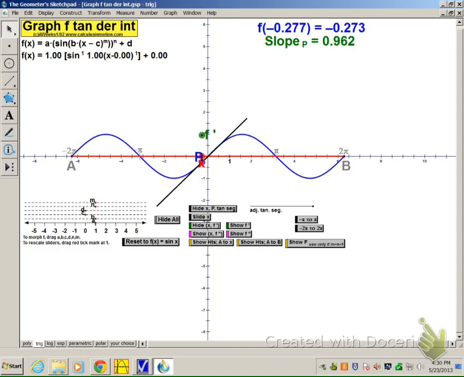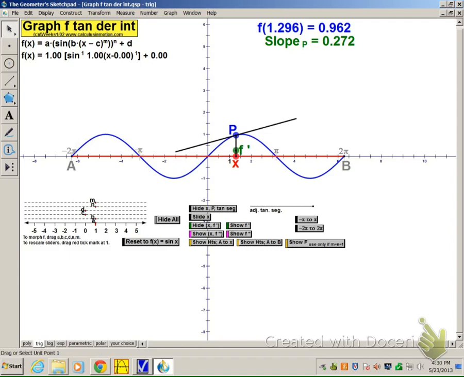Okay? F prime positive means that f prime is above the x-axis. And so we're going to graduate to two things here. I want you to make the connection that when f is increasing, f prime is positive. When f is decreasing, f prime is negative. You should write that down.